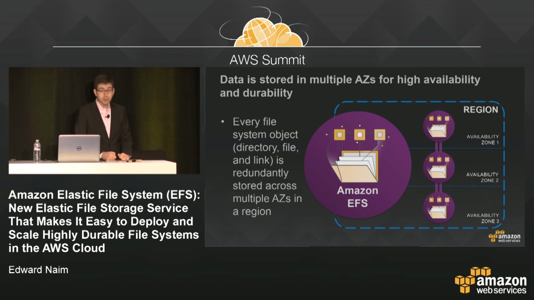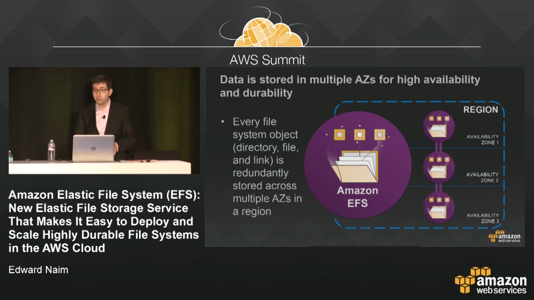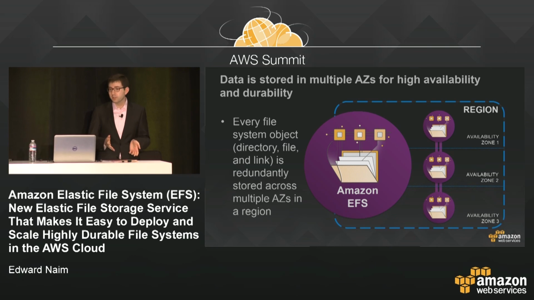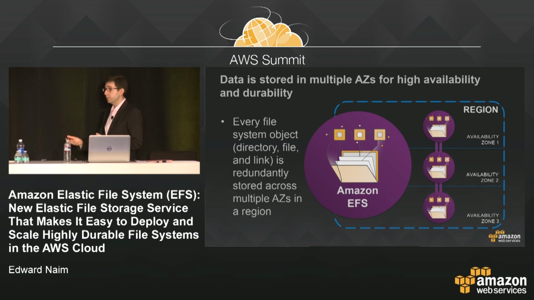In a region, data is stored in multiple availability zones, AZs, for high availability and durability. So in the event of an AZ issue, for example, if there's a natural disaster that's affecting a particular data center, EFS file systems will continue to be available from other AZs, from unaffected AZs. And you can design your applications to take advantage of this. For example, you can use elastic load balancing, or ELB, to run your applications in multiple AZs. And then if one AZ is experiencing an issue, your application will continue to run and be able to continue accessing your file system from the other AZs.